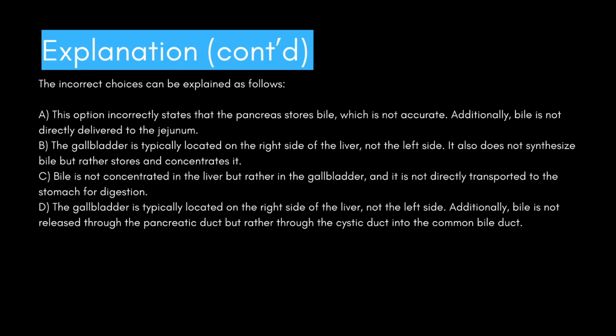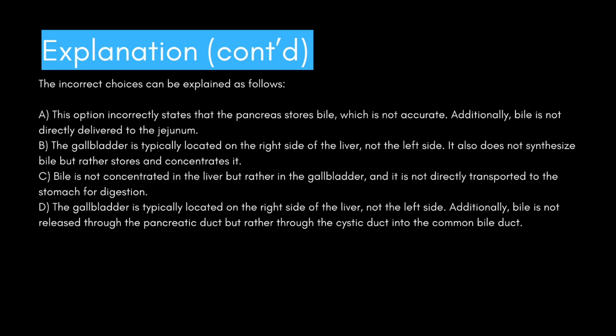A. This option incorrectly states that the pancreas stores bile, which is not accurate. Additionally, bile is not directly delivered to the jejunum. The gallbladder is typically located on the right side of the liver, not the left side. It also does not synthesize bile, but rather stores and concentrates it.